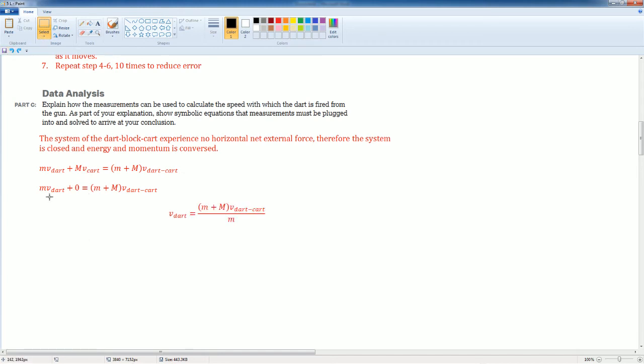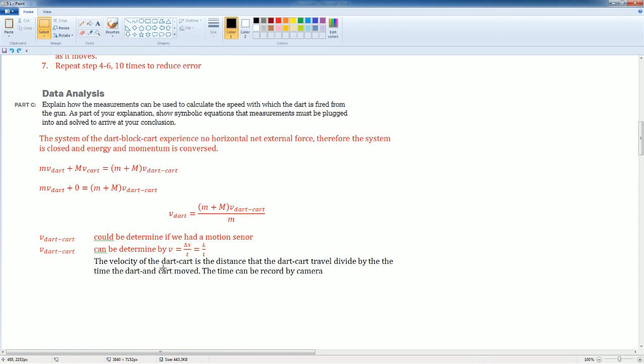Now, if you want to solve for V dart, you just divide M, which is the mass of the dart, to the other side. The issue is that you could find the velocity of the dart and cart together if we had a motion sensor, but we don't. But what we can do is use the camera. The velocity of the dart and cart is the distance that the dart and the cart traveled divided by the time that the dart and the cart moved together. The time can be recorded by the camera.